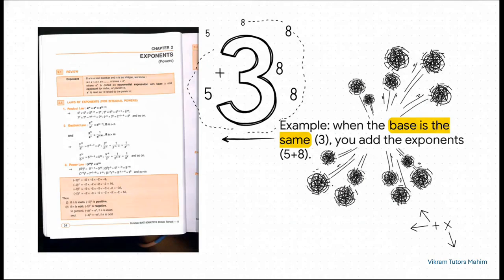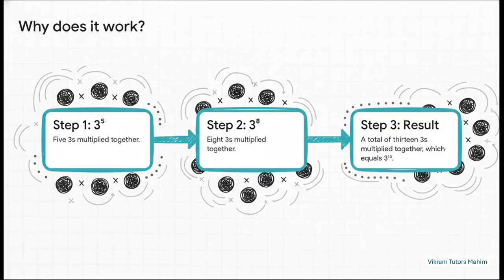Take a look at this example from our source material. 3 to the 5th times 3 to the 8th. The base, the number 3, is the same for both. Perfect. So we just add the exponents, 5 and 8, and we get 3 to the 13th. Easy, right? But the really cool question is, why does this little shortcut work? Let's just break it down.